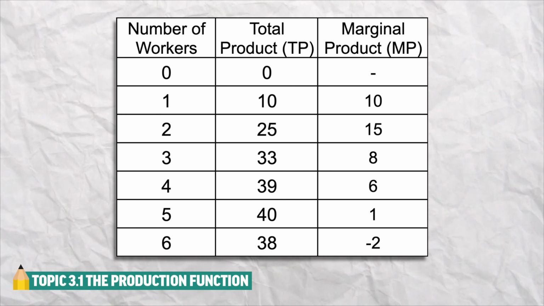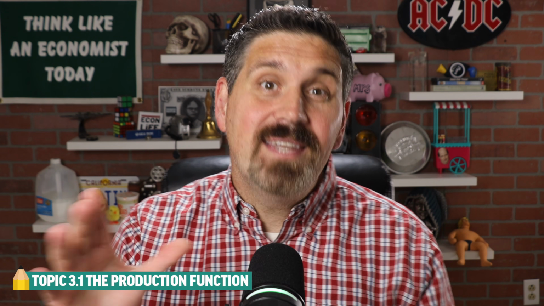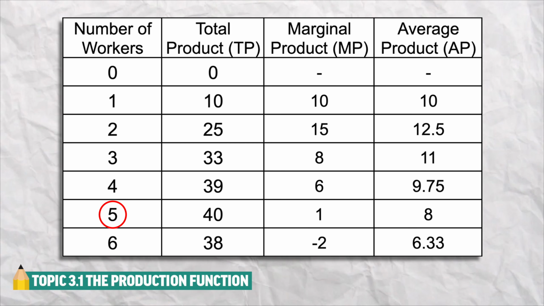Now your teacher or professor might also have you calculate average product. It's just the total product divided by the number of workers. It's super important for you to know the difference between marginal and average. In this case, the 5th worker produces an additional 1 pizza. That's the marginal product. But on average, 5 workers can produce 8 pizzas each.